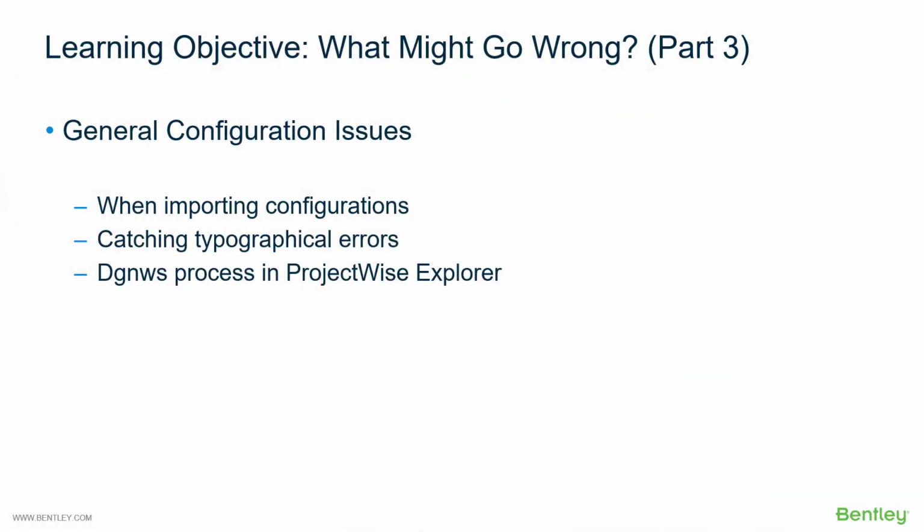Specifically, we will talk about what might happen when you're importing client workspaces, things that you might need to look for. We will look at catching typographical errors, and we will look at an issue where ProjectWise doesn't always delete files and leaves residual files. We will look at that general process and then specifically look at how it affects the DGNWS process.